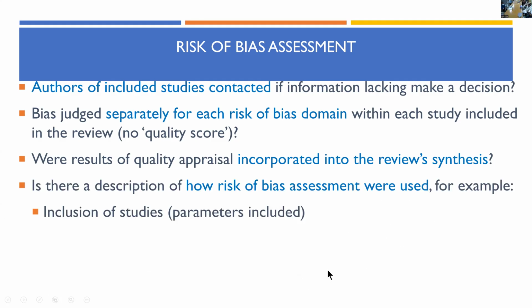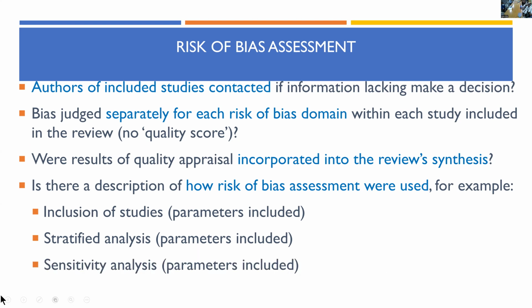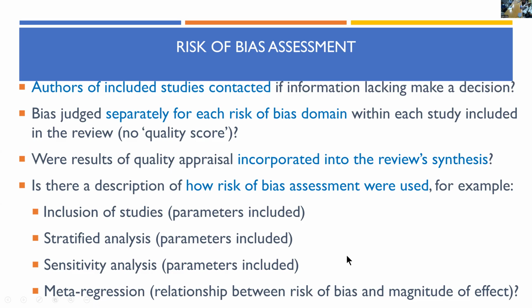How was it used? In the inclusion of studies, stratified analysis means looking at poor, high risk of bias studies. If you include them, what will happen? What will happen if you exclude them? Sensitivity analysis means we never planned this, but after the study was over, we found a couple of studies with high risk of bias, so we decided to exclude them. We are showing you the results with and without them included. Meta-regression is a statistical technique where you adjust for that bias.